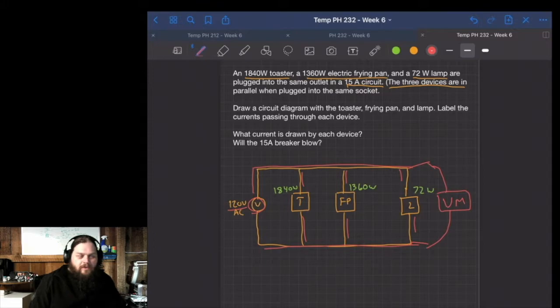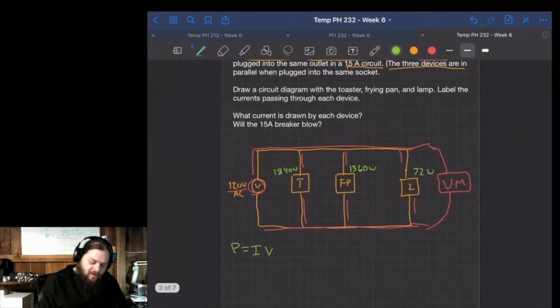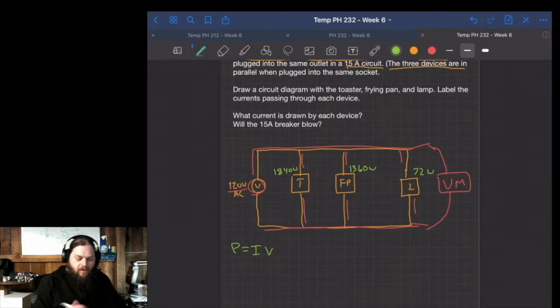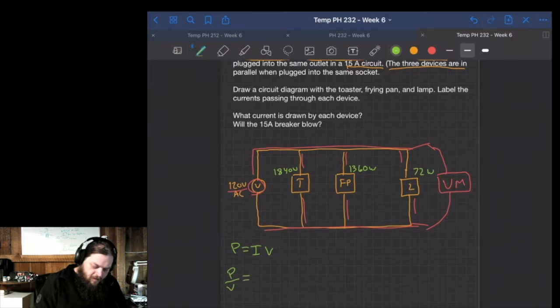And since the voltage is always the same, we can use the definition of power. So remember, power is equal to current times voltage. And since our voltage is always the same, we can use that to find the current of each device. So I can say the power divided by the voltage is equal to my current. Let's go one at a time. So looking at each device, the power of the toaster is going to be equal to 840 watts divided by 120 volts.